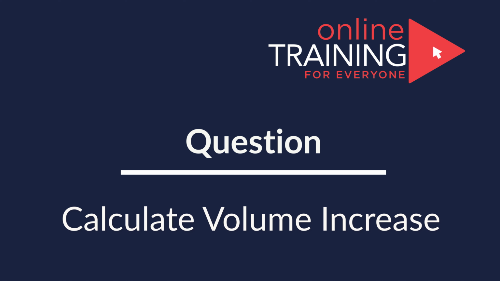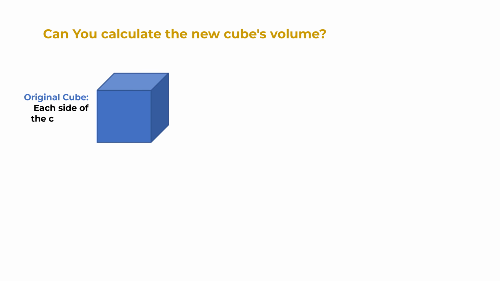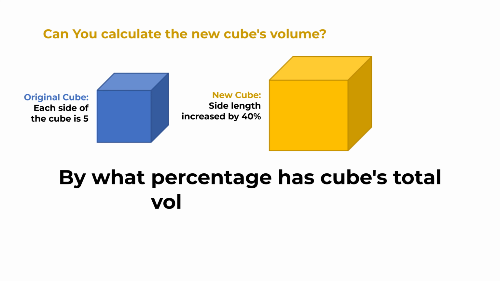Here is a very interesting question we frequently see on the test. A 5 by 5 by 5 cube has its side's length increased by 40%. As a result of these changes, by what percentage has the cube's total volume increased? You're presented with 4 different choices.